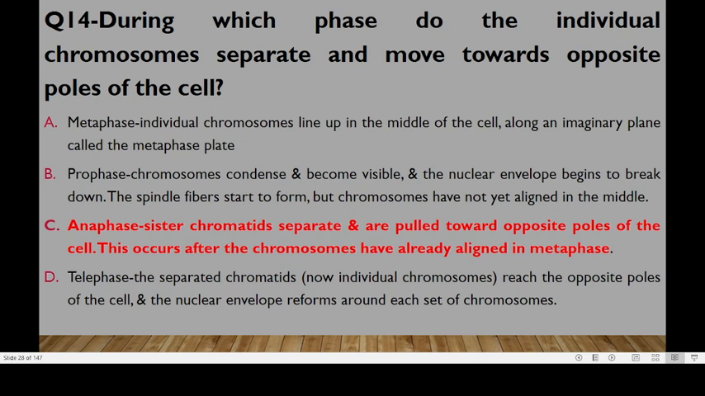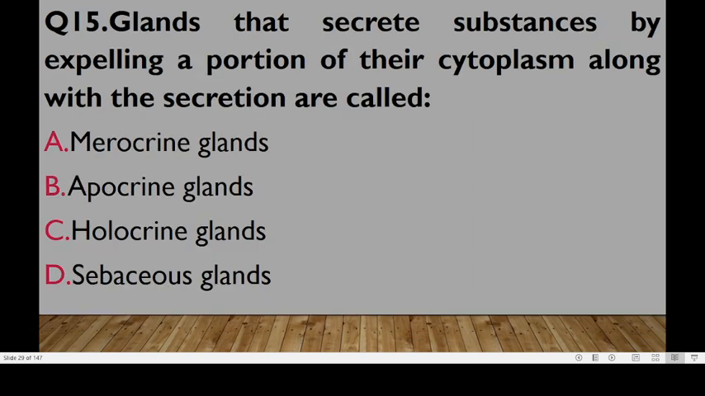Aligning in the middle happens at the metaphase. Telophase now is where separated chromatids are going to reach the opposite poles of the cell, and the nuclear envelope reforms around each of these chromosomes.